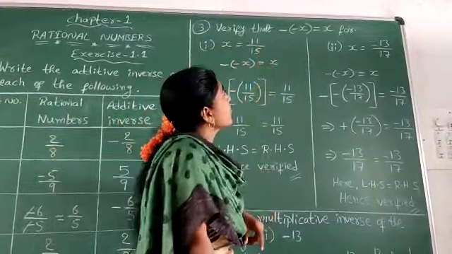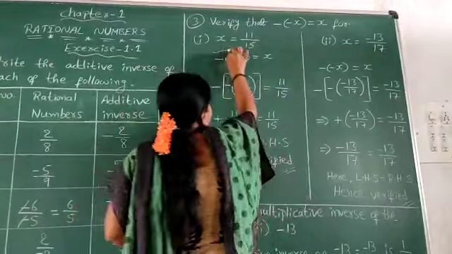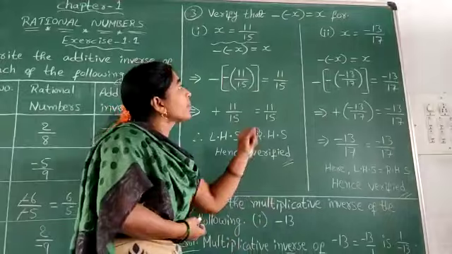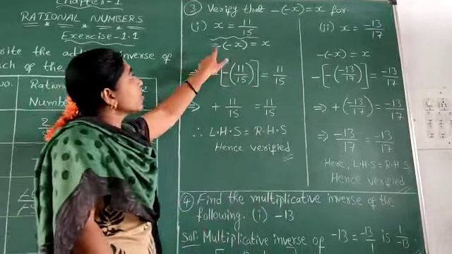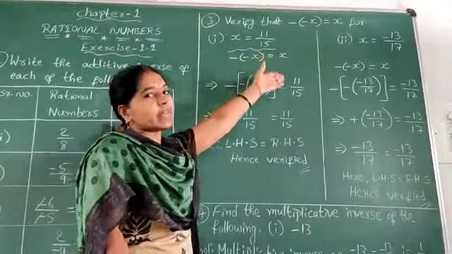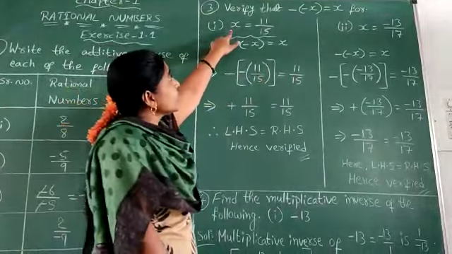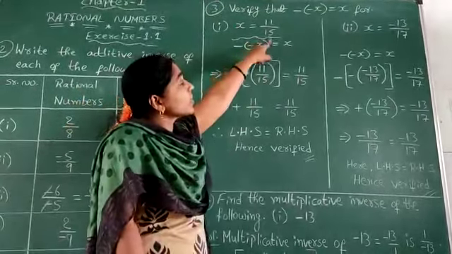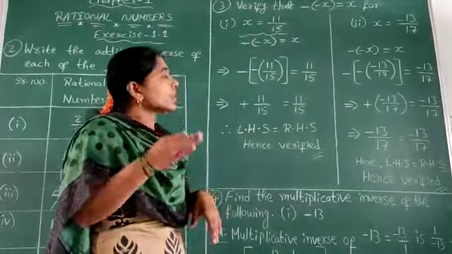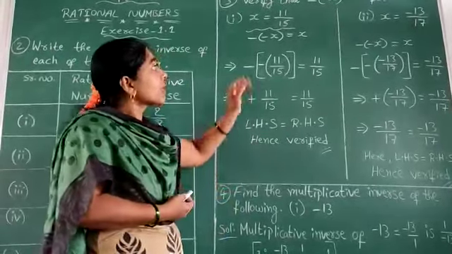Verify that minus of minus x is equal to x, for two different questions, that is x is equal to 11 by 15 and x is equal to minus 13 by 17. Let's solve the first one. Minus of minus x is equal to x. Minus into minus is plus, then definitely it will be equal to x itself. Then too we have to prove additive inverse of x is minus x, and additive inverse of 11 by 15 is minus 11 by 15. Or you can use your old method, minus into minus is plus and plus into minus is minus. Let's solve in that way.